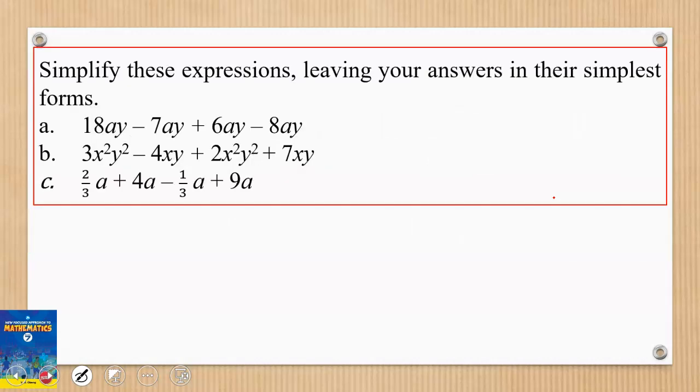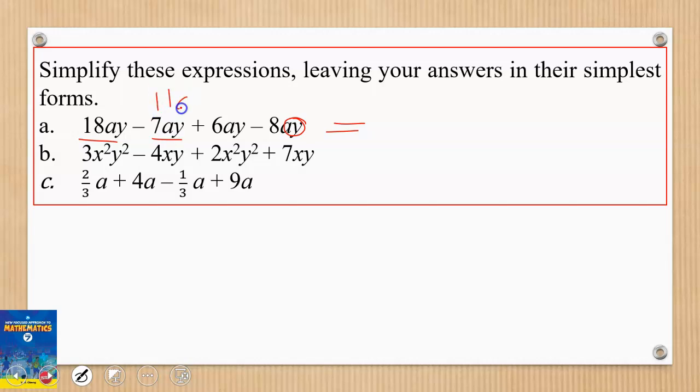So what we want to do now is apply this concept of addition and subtraction to solve the following question. If I have 18ay minus 7ay plus 6ay minus 8ay, you see that all are ay. So we can assume that this ay represents maybe tomatoes. That means we have 18 tomatoes minus 7 tomatoes plus 6 tomatoes minus 8 tomatoes. What will be the answer? All right, so our answer becomes 18ay minus 7ay, which gives us 11ay.